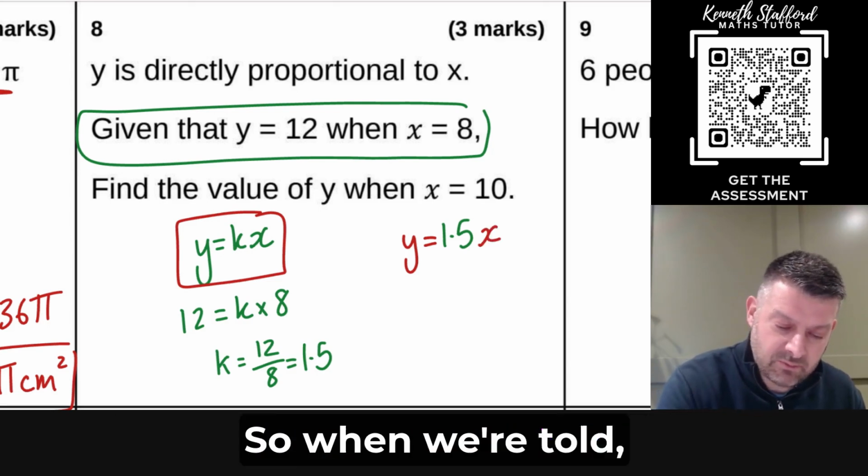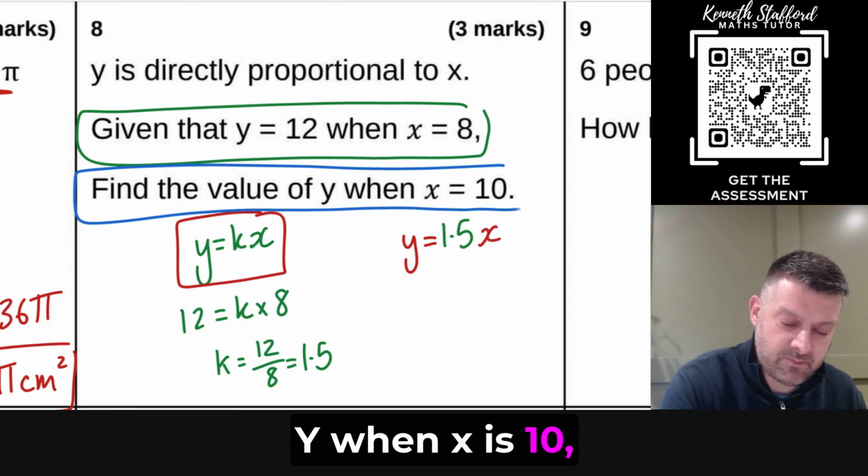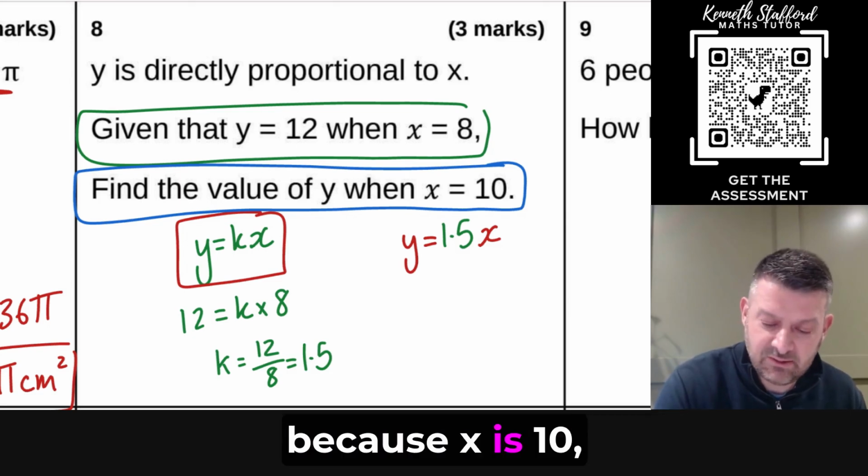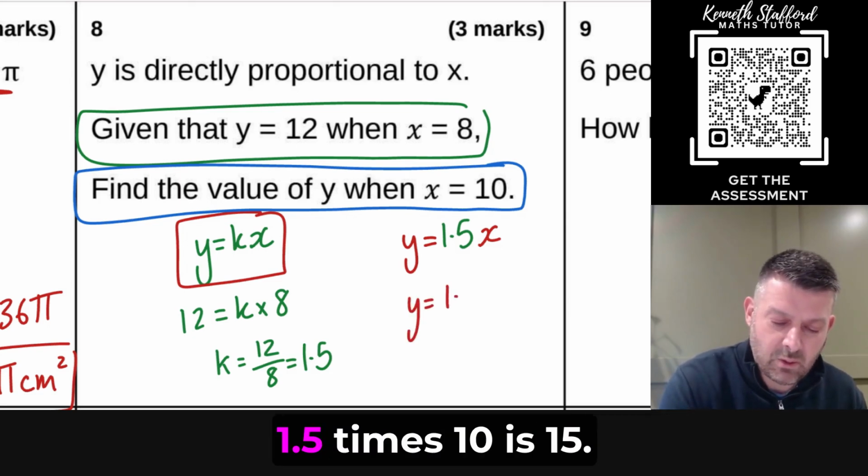So when we're told find the value of y when x is 10, well, y equals 1.5 times 10, because x is 10. 1.5 times 10 is 15.